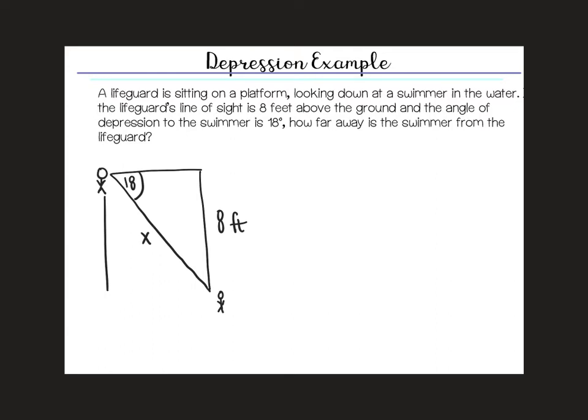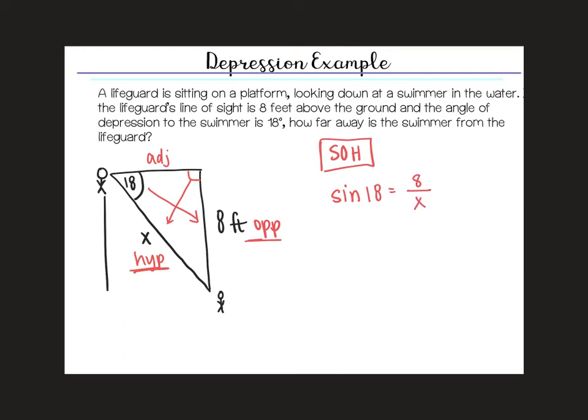So when you set this up, again, we just label opposite, hypotenuse, and then adjacent. Opposite and hypotenuse are the two that I'm concerned about, which is sine. So sine 18, 8 over x.